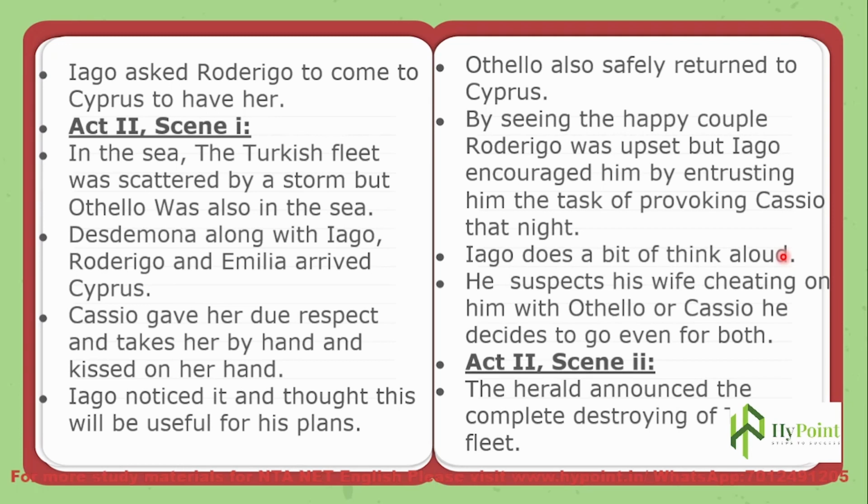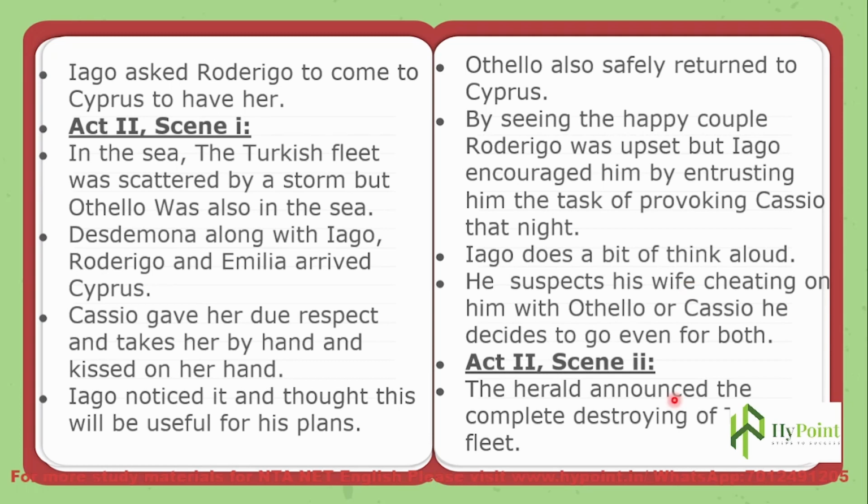Now when everyone leaves, Iago thinks aloud. That means a kind of soliloquy. He is just thinking aloud about the thoughts going on in his mind. He suspects his wife of cheating on him with Othello or Cassio. He decided to go after both.